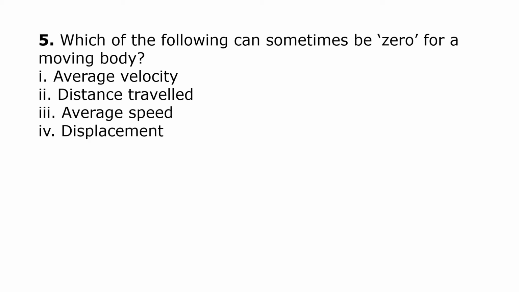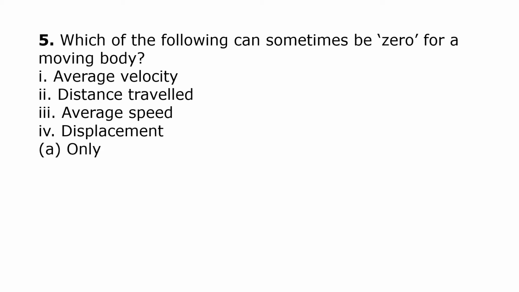Already the body is moving, so distance traveled will not be 0. Average speed also will not be 0. But displacement may be 0. If it started from one particular point and has reached the same point after moving some distance, then displacement becomes 0. If displacement is 0, average velocity also will become 0, because velocity is nothing but displacement by time. 0 by time we will get 0 only.